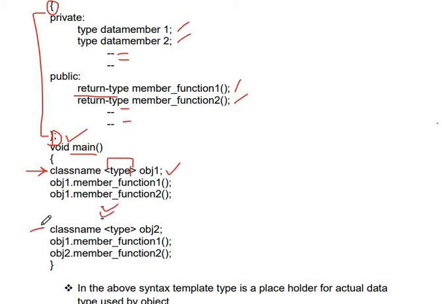Next here we have written the class name. The class name is followed by type 2. Here we have to write type 2 within the less than symbol and greater than symbol. Next we have written object 2. Next here, object 2 invokes member function 1 and object 2 invokes member function 2. Next we have closed the main function.